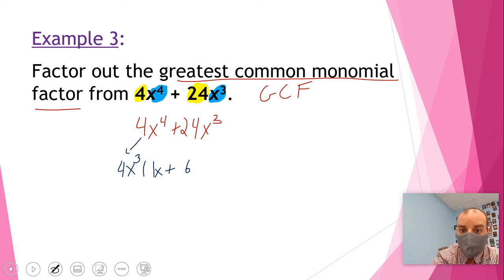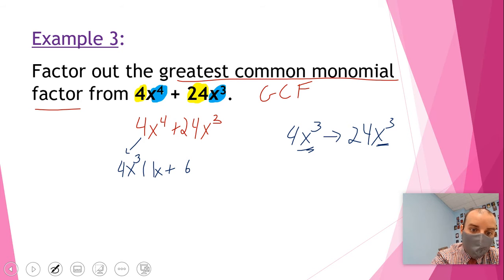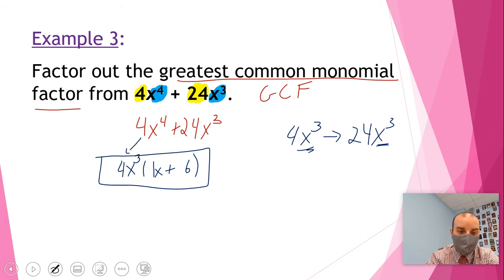Plus, how do I get from 4x cubed to 24x cubed? Well, I have the x cubed part down. How do I get from 4 to 24? I just multiply by 6. So you end up getting an answer that looks like this: 4x cubed times (1x plus 6), or just x plus 6.